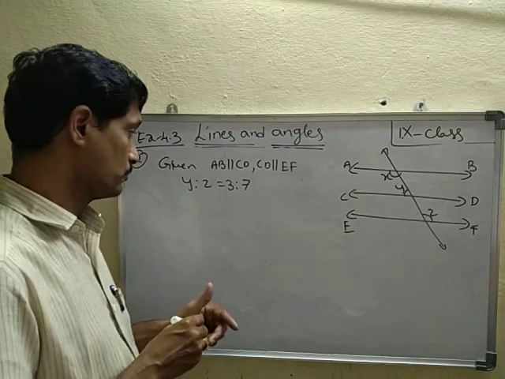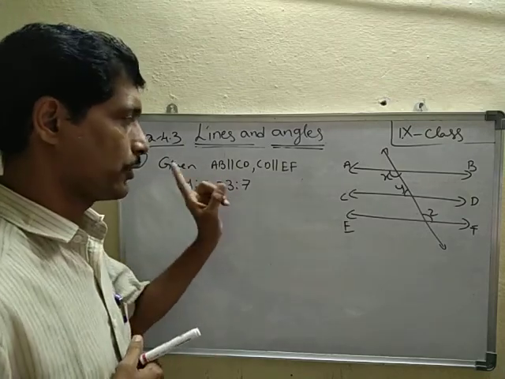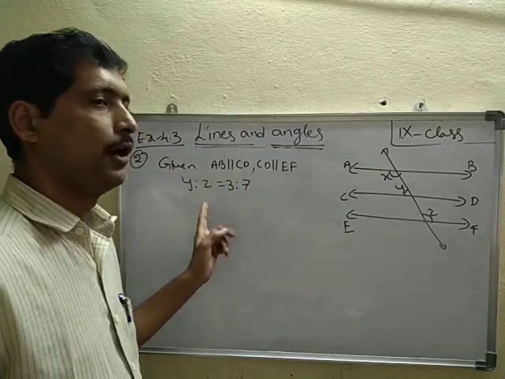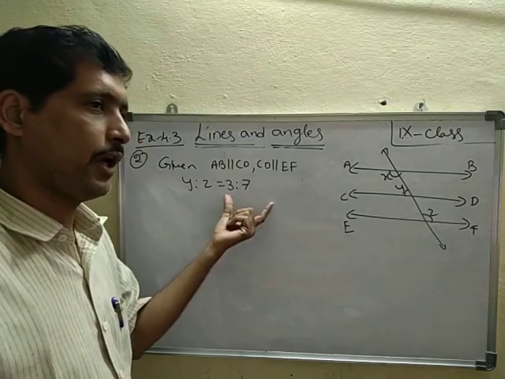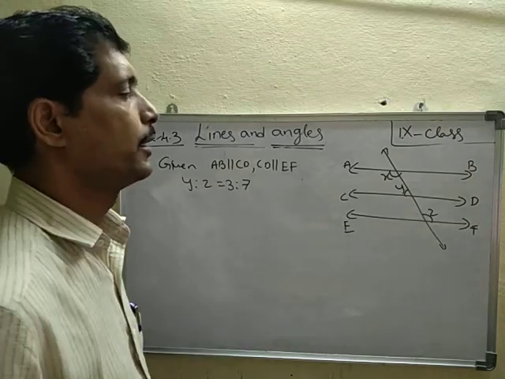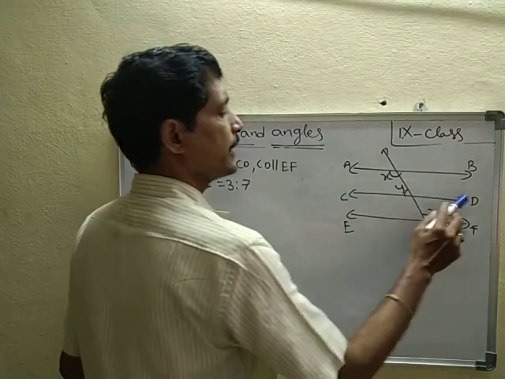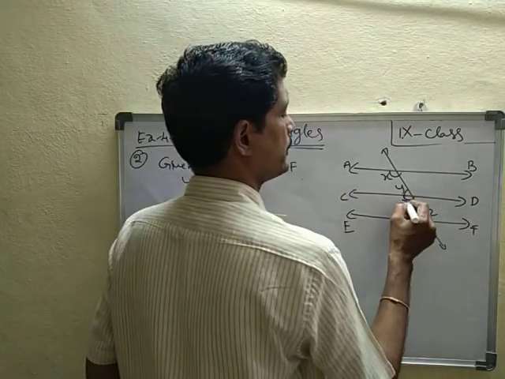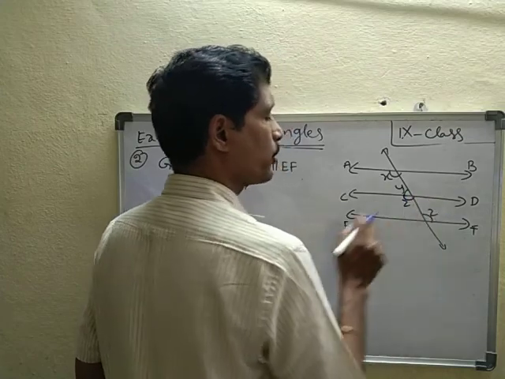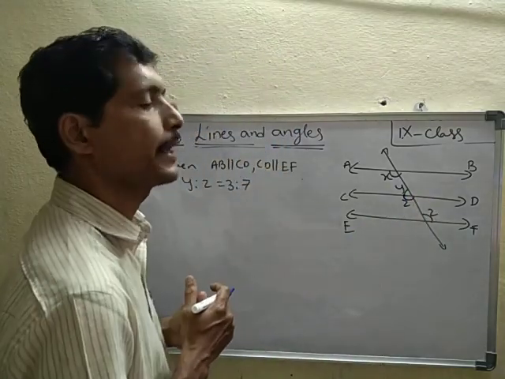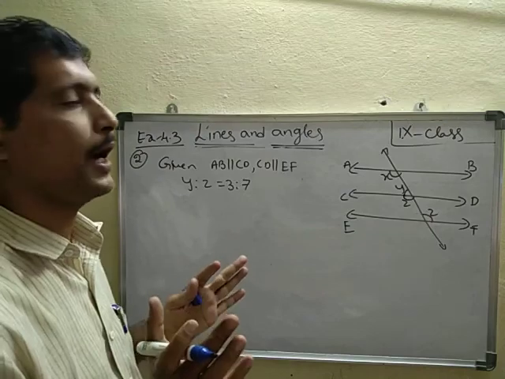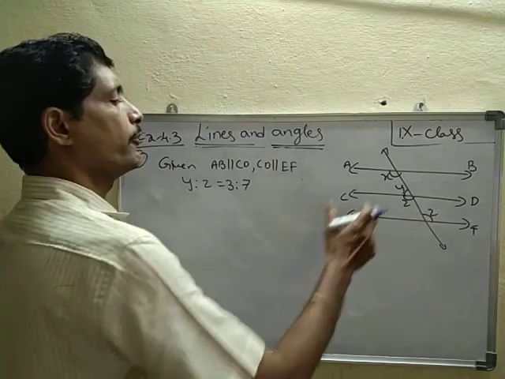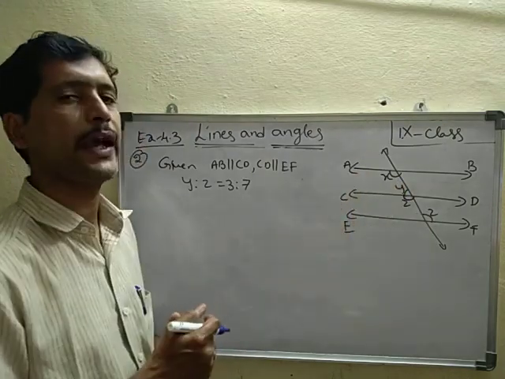Okay. Here, given AB parallel to CD and CD parallel to EF, y is to z equal to 3 is to 7 is given. Therefore, here CD and EF are both parallel, so this angle is z. Here this angle and z are both alternate interior angles. Alternate interior angles are always equal. Here y plus z form a linear pair.